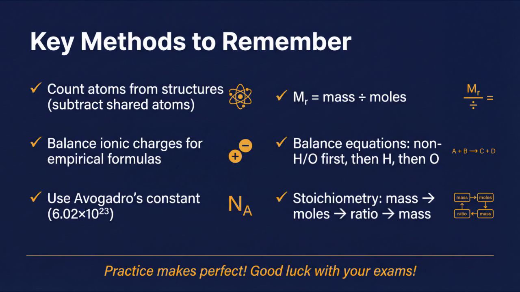And that's it. Fantastic work today, everyone. Let's recap our key methods. Count atoms from structures. Balance ionic charges for empirical formulas. Use Avogadro's constant for counting particles. Calculate relative molecular mass to identify substances. Balance equations systematically. And always use the mass to moles to mass method for stoichiometry. Practice these, and you'll be ready for any question they throw at you.